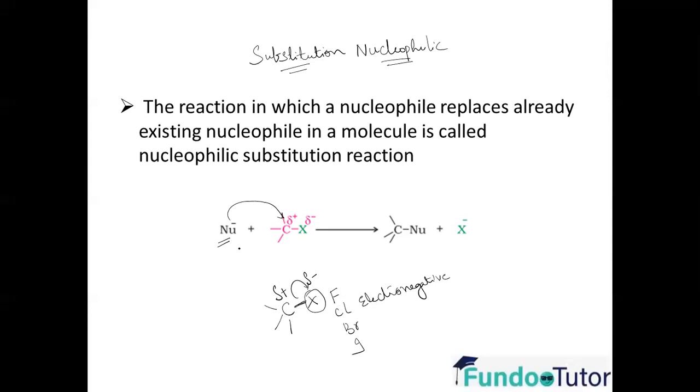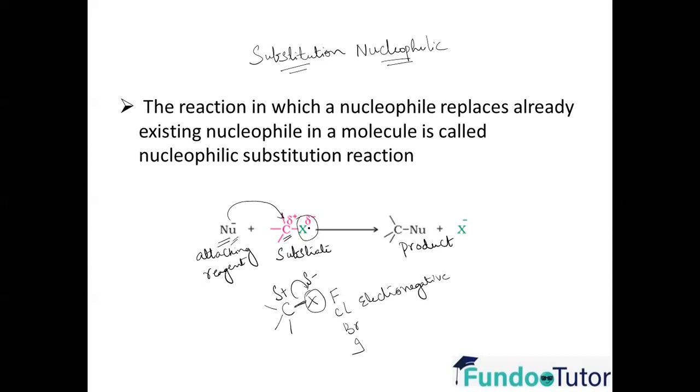The nucleophile has a tendency to go towards the positively charged species. So the nucleophile directly attacks the substrate where there is a positive charge, meaning an electron-deficient center. This is the substrate, the nucleophile is the attacking reagent, and this is the product being formed. After the attack of the nucleophile on this carbon, X is replaced by Nu.